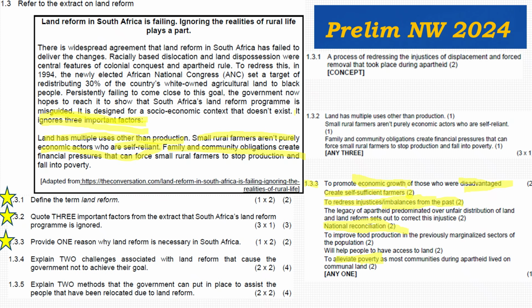1.3.4 says, explain two challenges associated with land reform that cause the government not to achieve its goal of providing equal access to land. What are those challenges? Some of the challenges the government faces: it is a very costly process. Remember, it has to buy back the land in some cases. We know it also takes a lot of time. The willing seller, willing buyer approach causes delays in negotiating prices. You find that the seller is not willing to sell the land. It takes time to resolve disputes for the land.